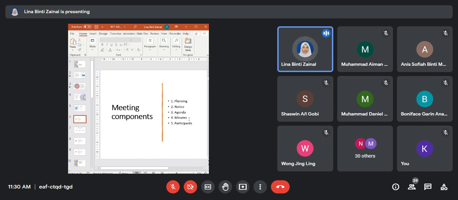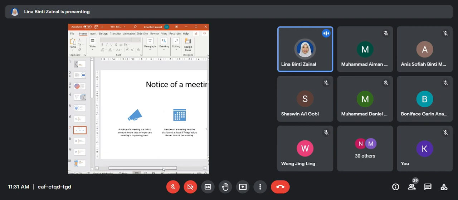When you are called for the meeting, meaning your name is listed, you need to confirm your attendance, whether you are coming or not. If you cannot make it to the meeting, you have to inform the secretary or the chairperson why you cannot attend. That will be reported in the minutes of meeting also: who attended, who did not attend.